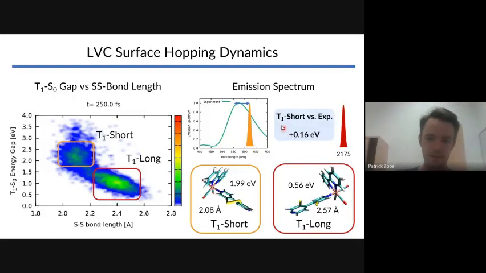And if you now compare the emission maximum of the experimental spectrum versus our emission energy of this triplet T1 minimum, it's very, very close. So this already makes more sense than our 0.8 that we had even with different quantum factors.